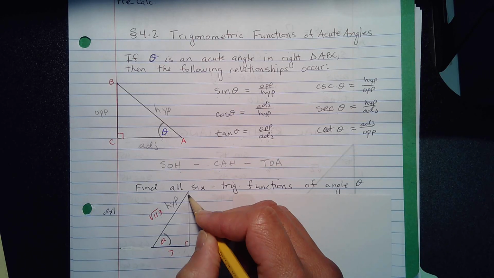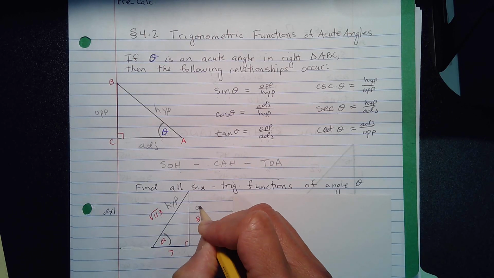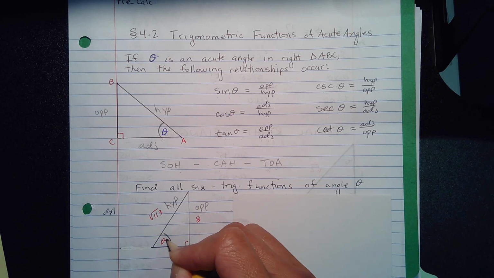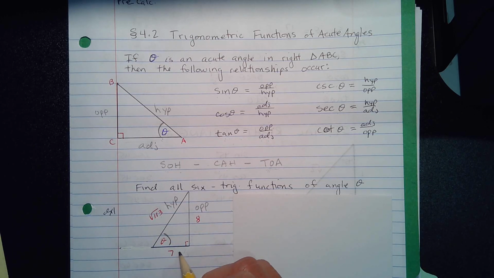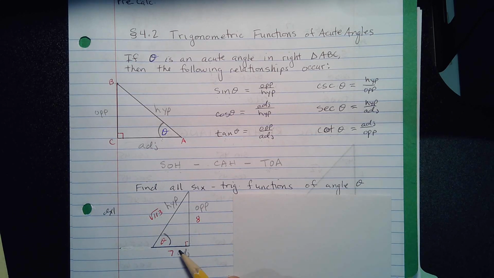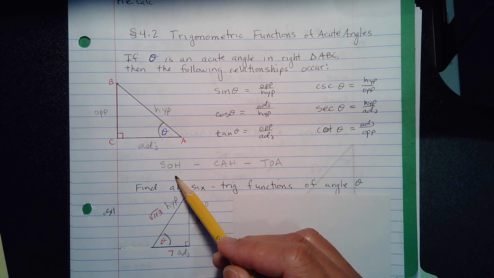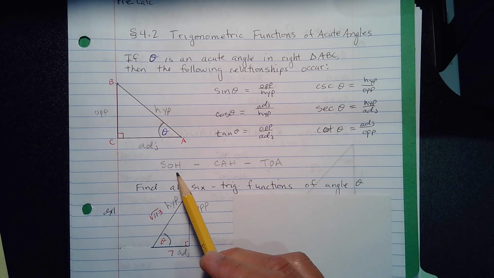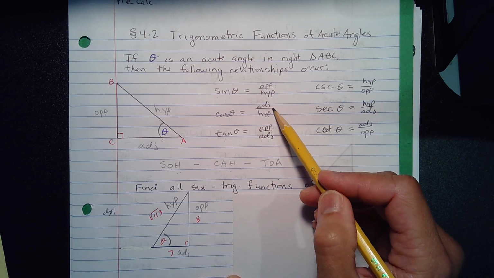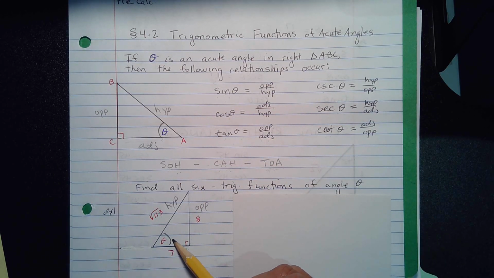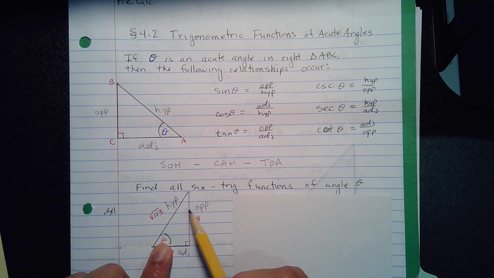This angle with relationship to this side, that is the opposite. This is the opposite side of this angle theta. So that means this is the adjacent. Adjacent means next to. So now that we have theta and we labeled our triangle, we can remember SOHCAHTOA. So sine is opposite over hypotenuse. So here's sine theta, opposite over hypotenuse.